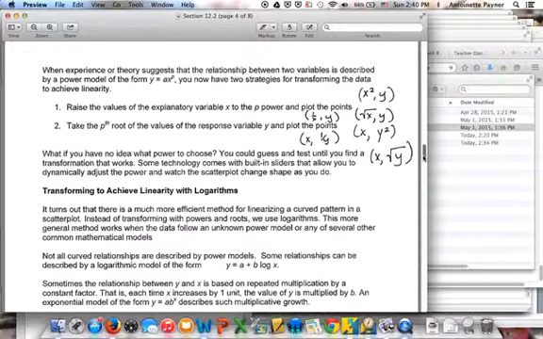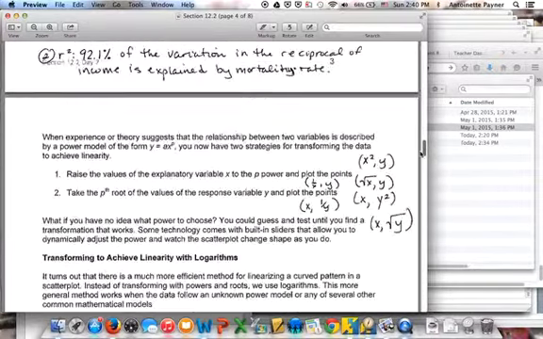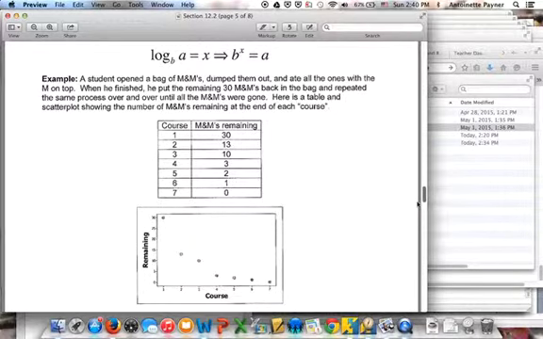Alright, so there are two types of transformations that you're going to see. Basically, you're either going to see things being raised to a power, like in the last one where we were taking things to the power of -1, or you're going to see things having an exponential relationship. So here's an example about M&Ms. You can go back and read your book if you want to understand a little bit more. I'm just trying to get to the main points.